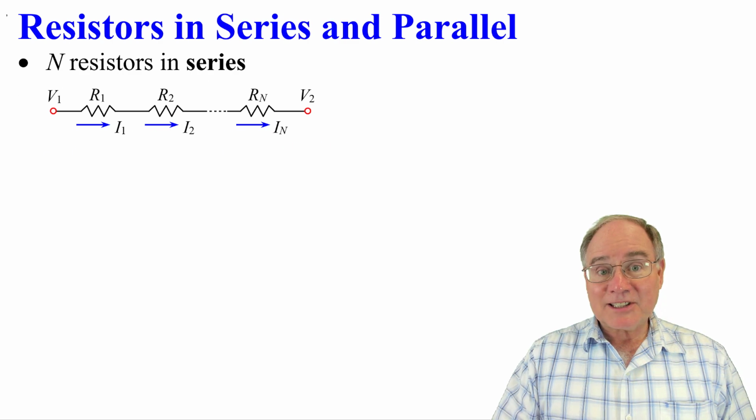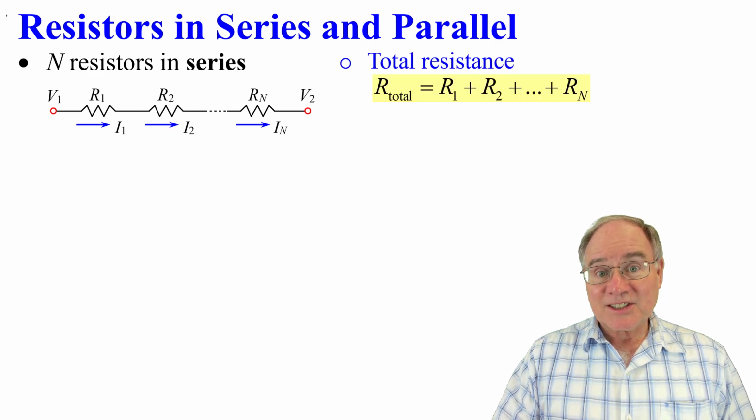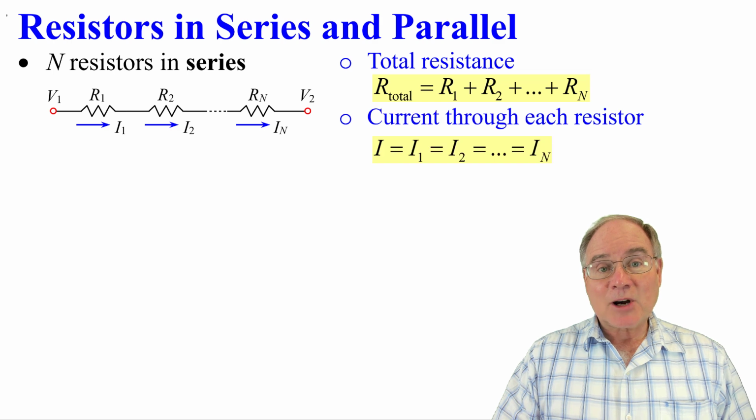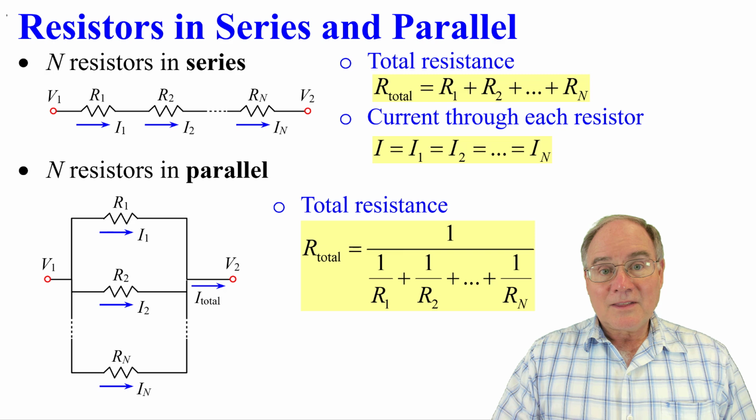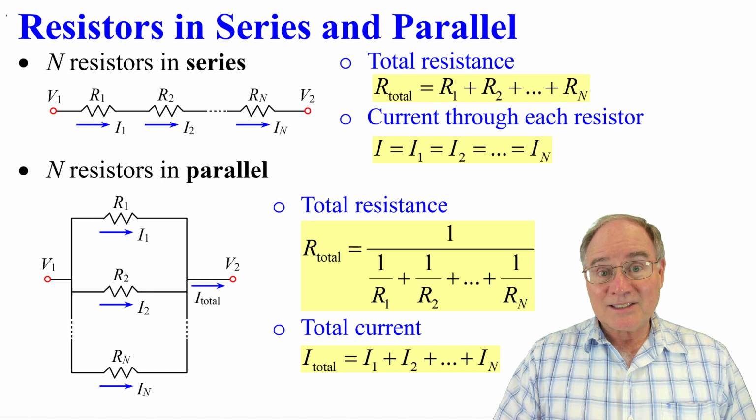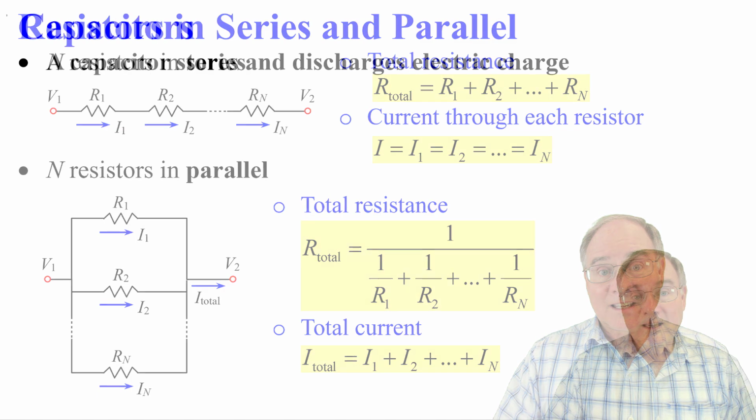If we have n resistors in series, as sketched here, the total resistance is just the sum of all of them, and the same current flows through each resistor. If we have resistors in parallel, the total resistance is the reciprocal of the sum of the reciprocals, and the total current is the sum of all the branch currents.